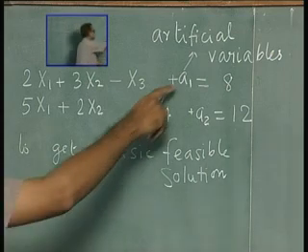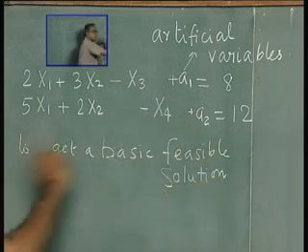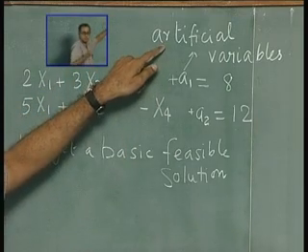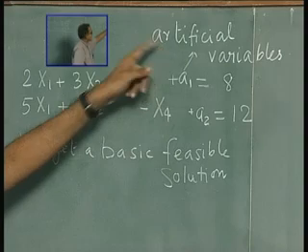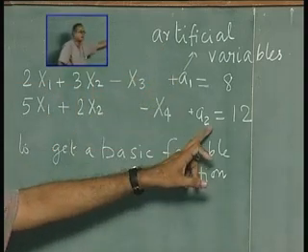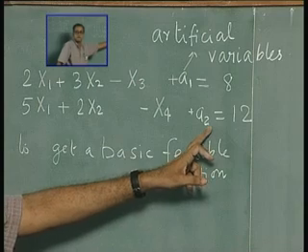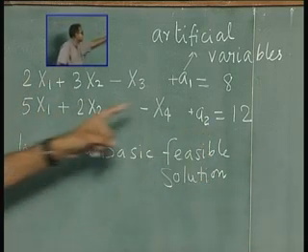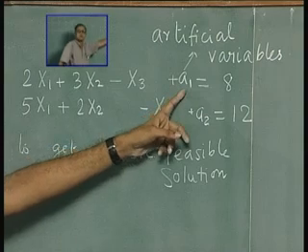They have been introduced with a very specific objective of getting a basic feasible solution. That is why they are called artificial variables, because they do not belong to the problem. And to clearly separate them and identify them, we use a notation a1, a2 to represent these artificial variables. Now what are the other things we need to do? Now do these artificial variables have a contribution to the objective function?